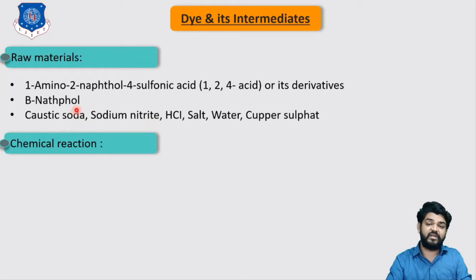On the other side, we require beta naphthol, which is nothing but one kind of coupler. So by means of this azo dye and with the help of the coupler, we can actually produce this particular dye. Then we require caustic soda to manage the pH, and we require sodium nitrite in order to produce the diazo of this particular 1,2,4 acid. Then we require HCl, salt, water, and lastly copper sulfate.